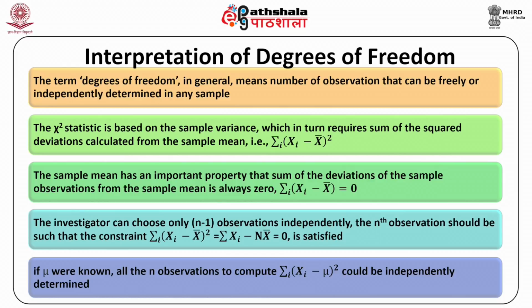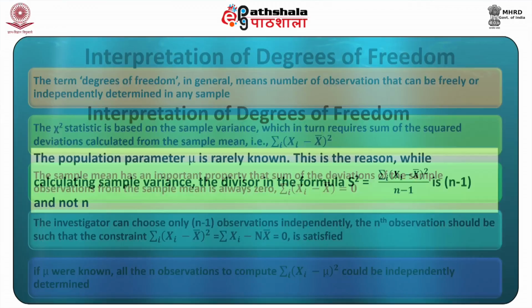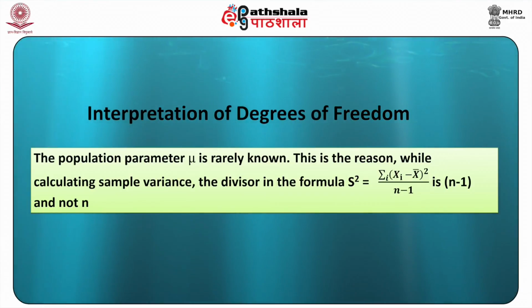It is to be noted here that if mu were known, all the n observations to compute sigma xi minus mu square could be independently determined. However, the population parameter mu is rarely known.